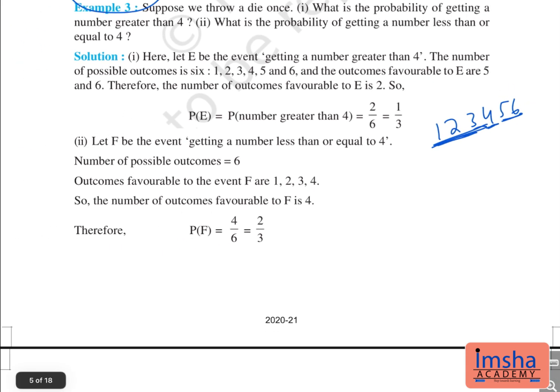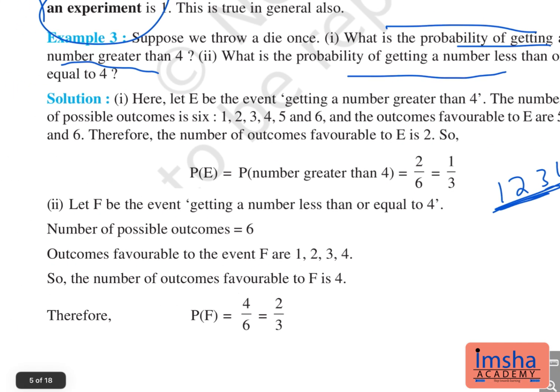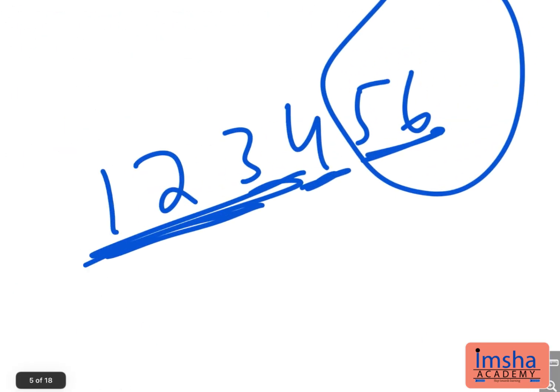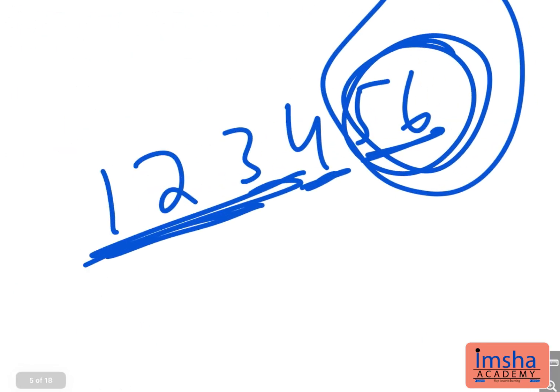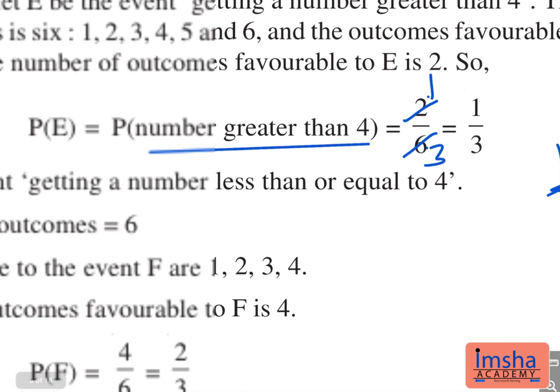What is the probability of getting a number greater than 4? That is 2 by 6. See here, the probability of getting a value greater than 4 is 2 by 6, because two values are there, 5 and 6, only two values are there, so 2 by 6. 2 ones are 2, 2 threes are 6, 1 by 3.